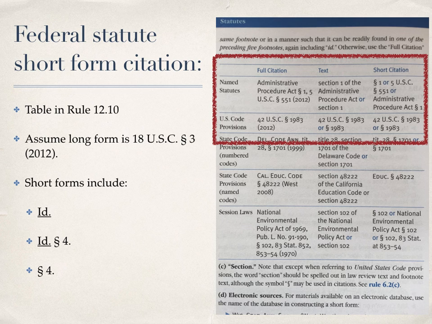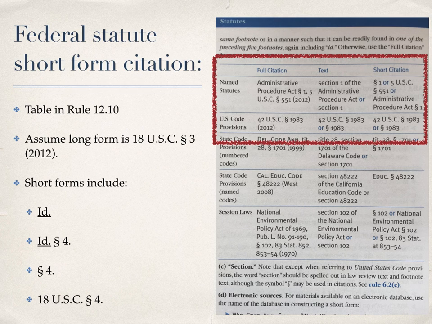If an id form is not appropriate, I can also just cite to that section. I might also add my title and code provision and code abbreviation if I think my reader needs that information to refresh them on which section 4 I was talking about.